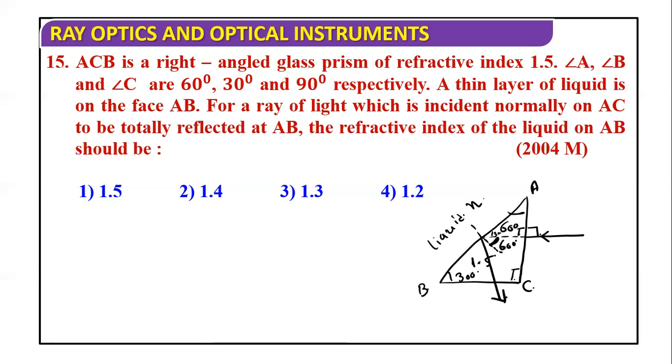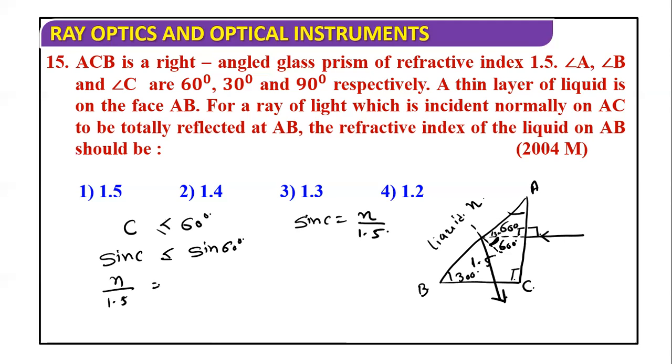So critical angle should be 60 or less than 60 degree, less than or equal to 60 degree. So sine C should be less than or equal to sine 60 degree. Now we can find sine C is equal to n upon 1.5. So n upon 1.5 should be less than or equal to sine 60, that is root 3 by 2.